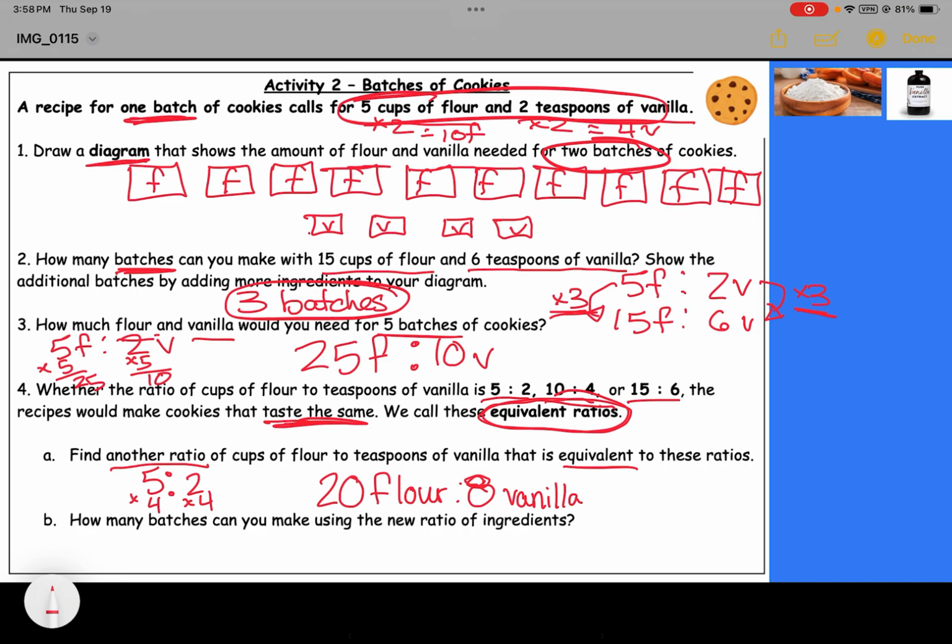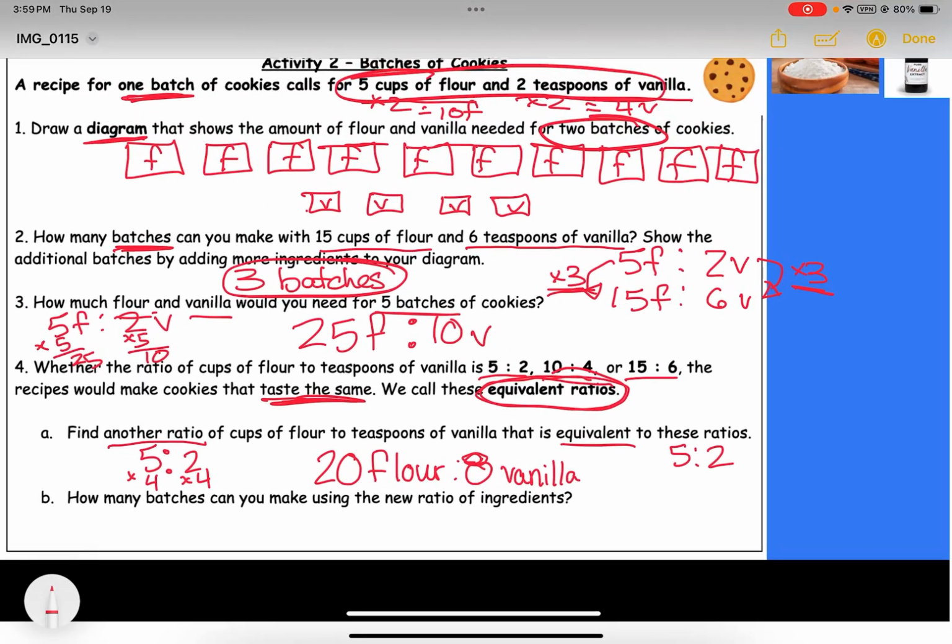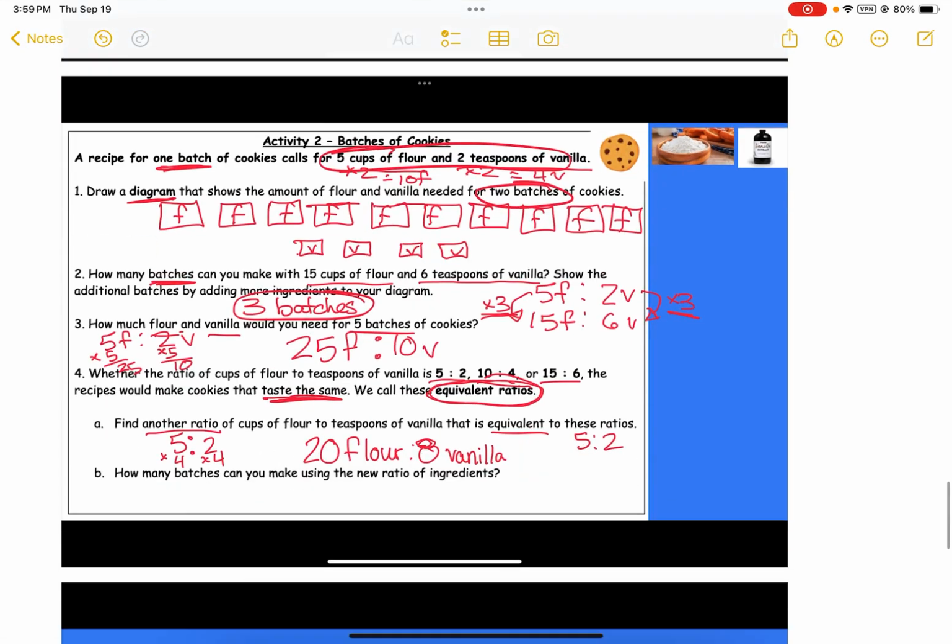I could multiply each of my batches by 10, and have 10 batches, and it would be 50 flour and 20 vanilla, etc. Okay. Last one, how many batches can you make using the new ratio? So since I multiplied it by 4, then I know that I would make 4 batches of cookies. So if you multiplied it by 10, then it would be 10 batches of cookies. If you multiplied it by 12, then it would be 12 batches of cookies. So make sure you do the right one for the ratio you picked.